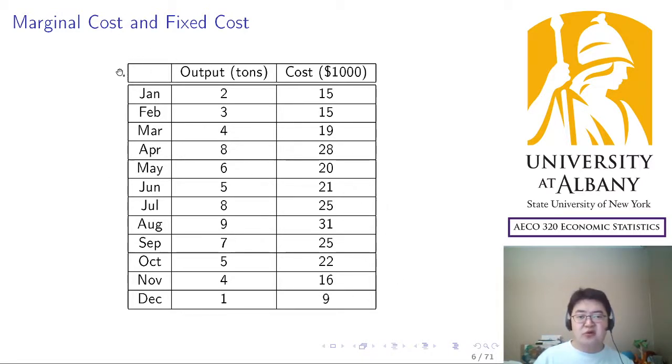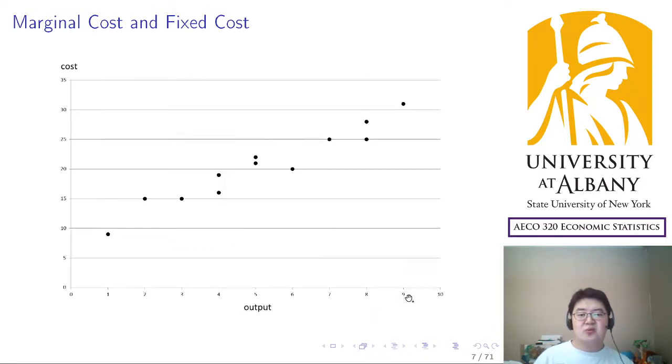There are 12 by 2 numbers. It is not easy to see what's going on in this number table, so we draw the scatter plot. You put output on the x-axis, the horizontal axis, and cost on the vertical axis. So when you produce 1 unit, your cost is about 9. When you produce 2, 15. When you produce 3, also 15.